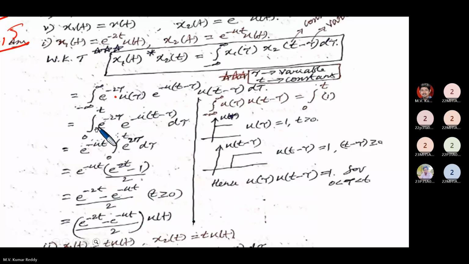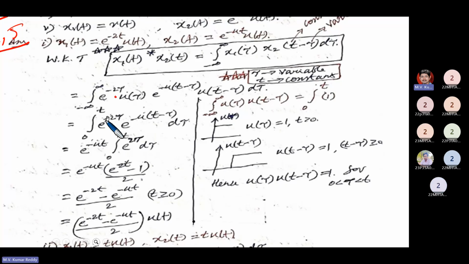So minus infinity to infinity is converted to 0 to t. So 0 to t, 1 into 1 is 1. What is the limit? Minus infinity to infinity changes to 0 to t. Always in convolution this is the concept, 99% this is the concept. Limits are changed to 0 to t only.